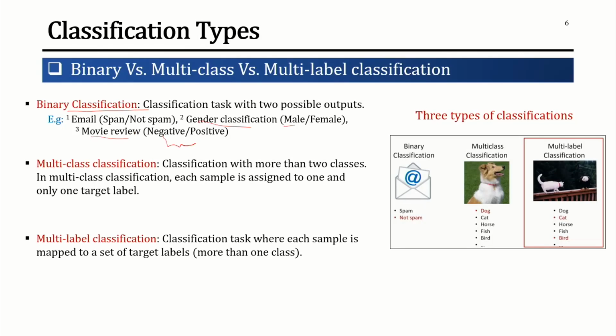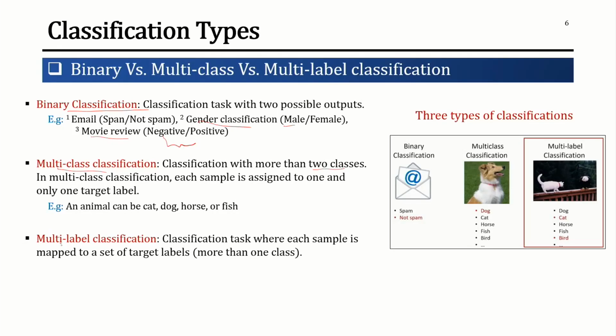However, multi-class classification involves more than two classes. In multi-class classification, an example is assigned to one and only one target label. Even though we can have more than two classes, our goal is to assign only one label. For example, we are trying to classify a picture. We want to see whether this one is a cat, a dog, a horse, or a fish. So at a time, you can only classify one piece of information.